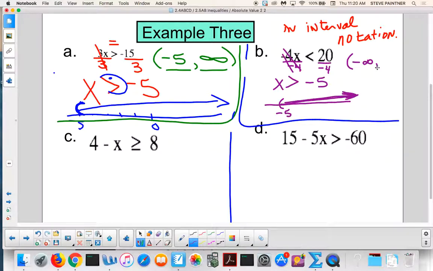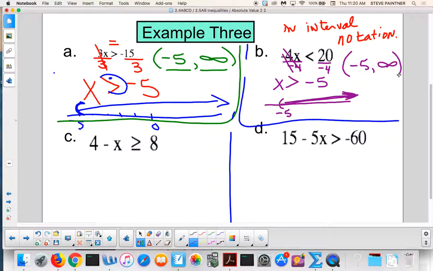I did that wrong. Sorry. What's the smallest number that works? Negative 5. -5, comma, infinity, forever. Okay? So guys, raise your hand if you can give me just one answer.